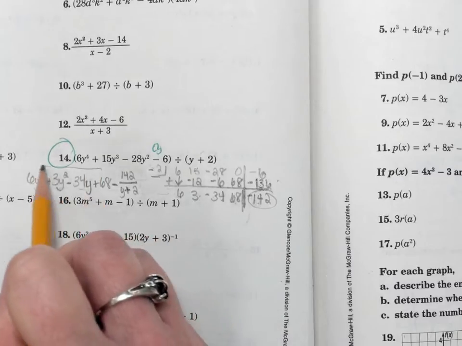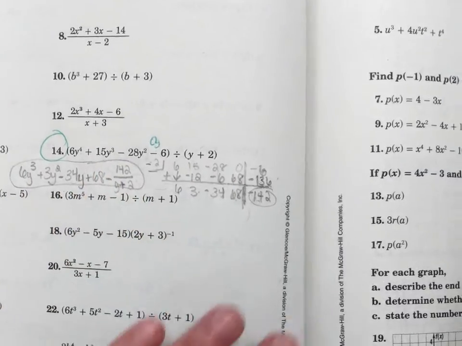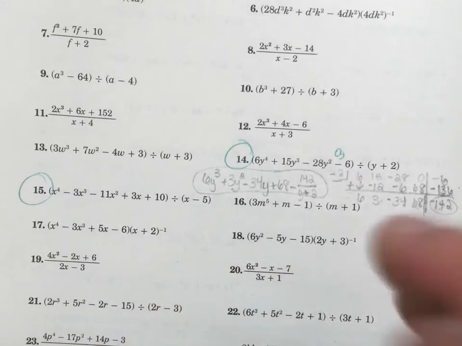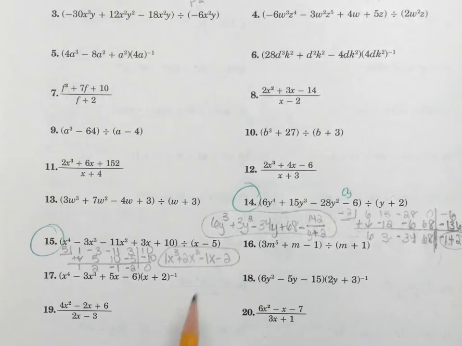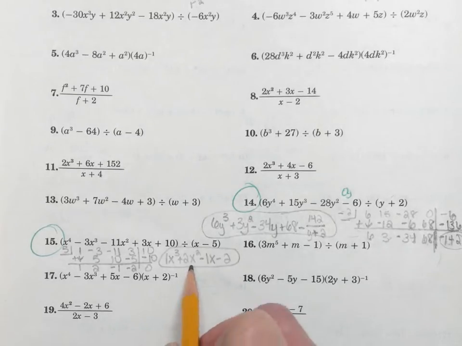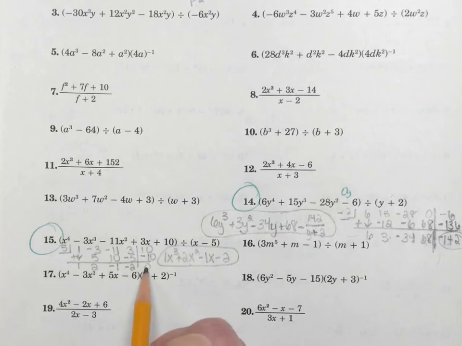Are y'all okay? Can y'all try 15 real quick? Hurry, hurry, because we got to get going. I get the same thing? X to the 3rd plus 2x to the 2nd minus 1x minus 2. This one's easy because your remainder is 0, okay? If your remainder is 0, you're good to go.